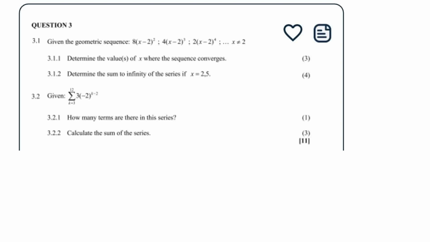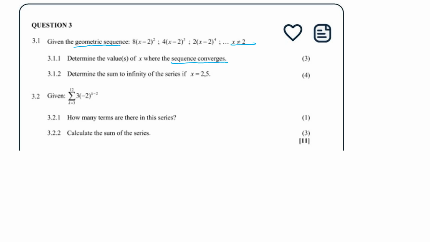Right, so this is our last question. Question 3.1: we are given the geometric sequence x minus 2 squared to the power 3 to the power 4, and x is not equal to 2. Therefore 3.1.1: determine the value of x where the sequence converges.